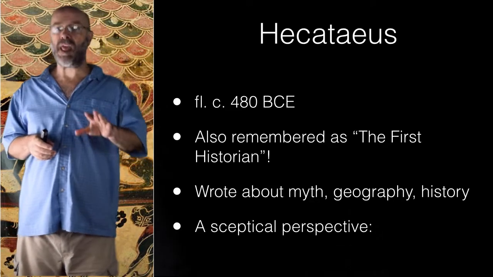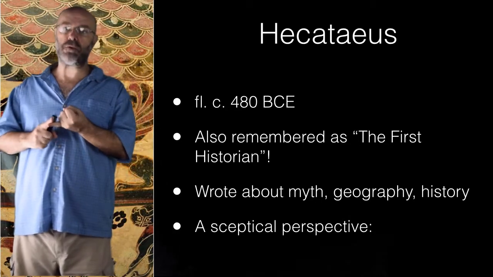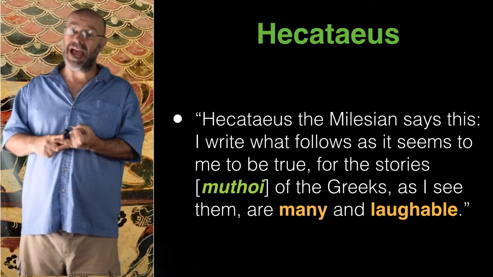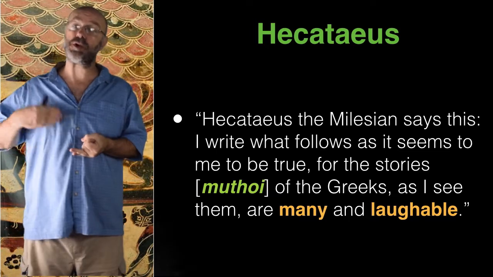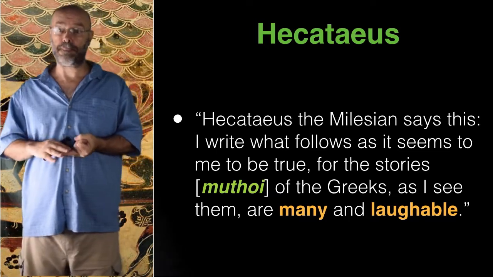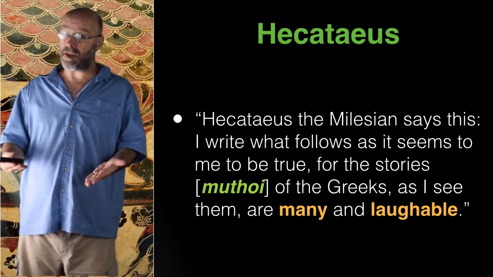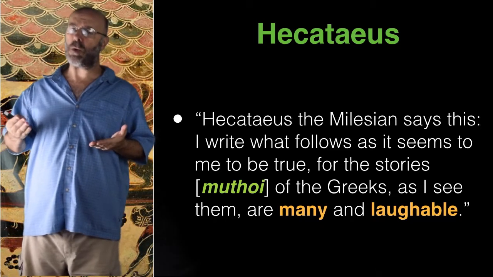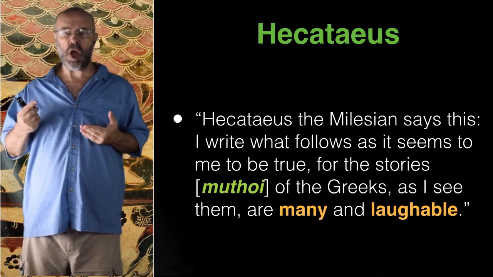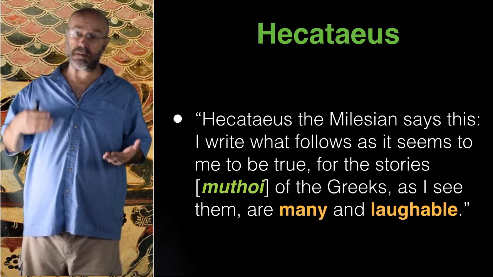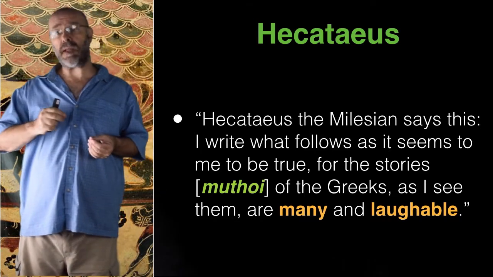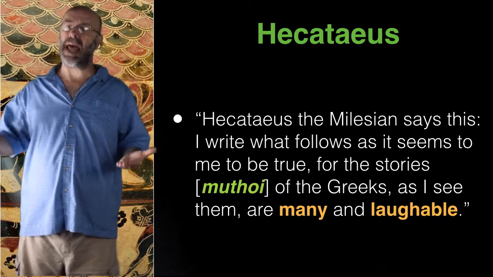And by the way, let me emphasize, we do not have the work of Acusilaus, we do not have the work of Hecataeus. What we have is little fragments like this reported to us by other authors. But anyway, supposedly his work began thus: Hecataeus the Milesian says this: I write what follows as it seems to me to be true, for the stories of the Greeks, and stories, the word he uses there is mythoi, the stories of the Greeks as I see them are many and laughable.